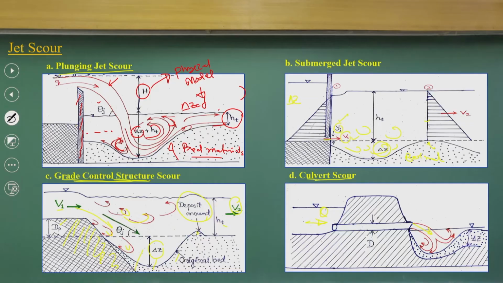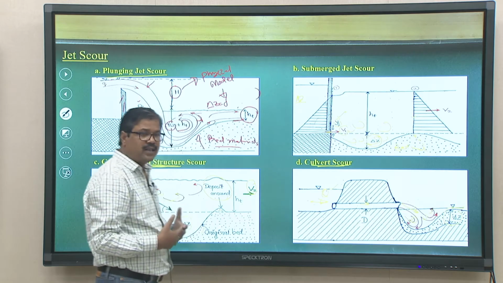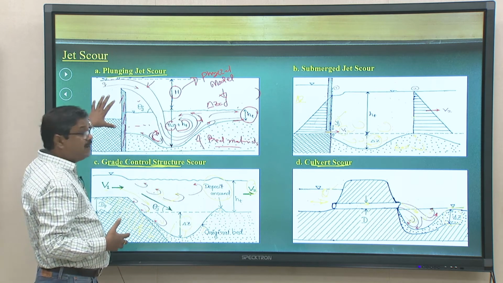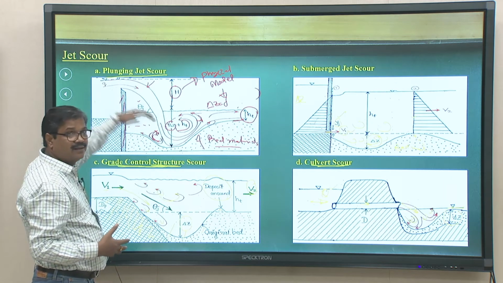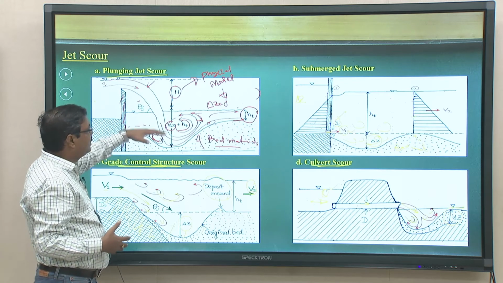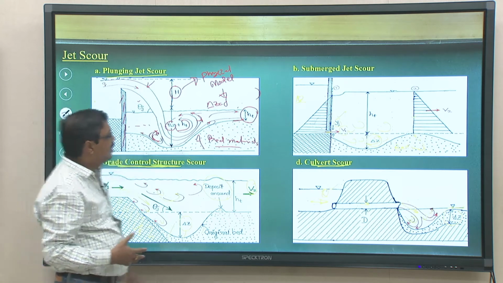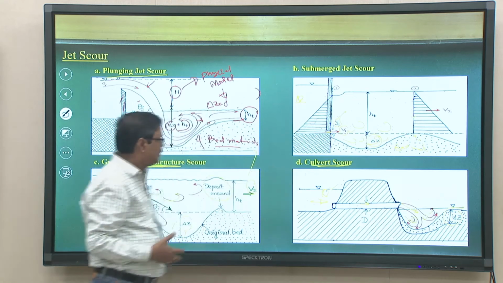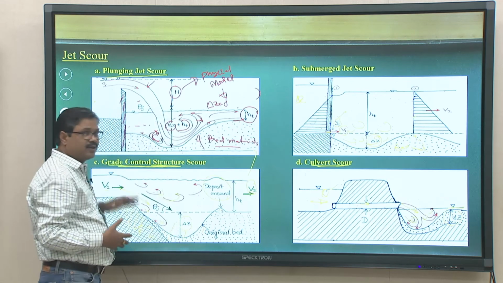If you look at these culvert scours, it depends upon the diameters, the discharge and the flow patterns. Here delta z is the scour depth, and you have the flow. So in summary, jet scour happens in the plunging case, that means you are plunging into the tailwater, or it can be a submerged jet scour, a culvert scour, or scour at a grade control structure.